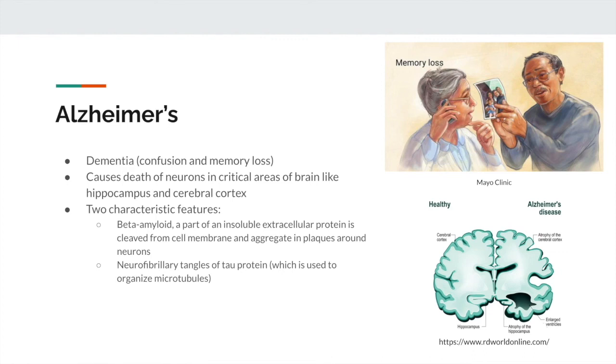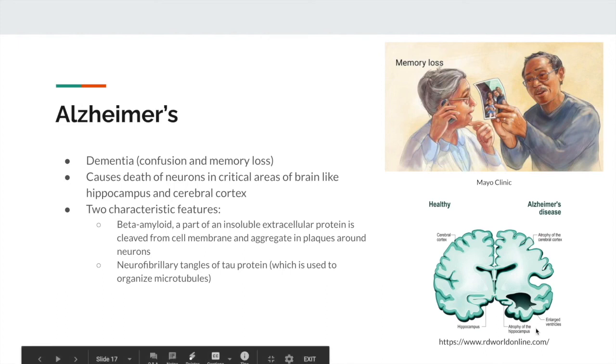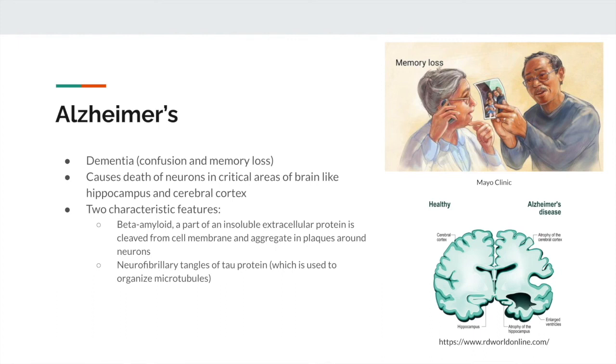And so we'll be discussing things like methods of early diagnosis of things like Alzheimer's, and other neurodegenerative diseases in the future.